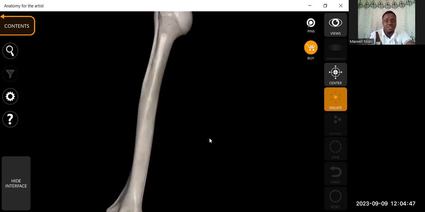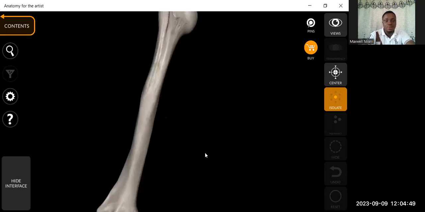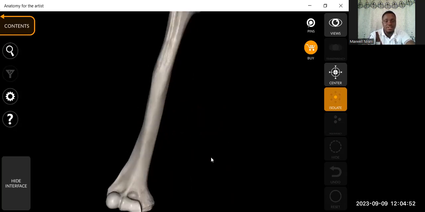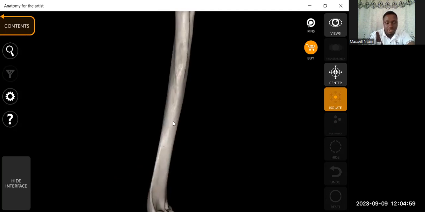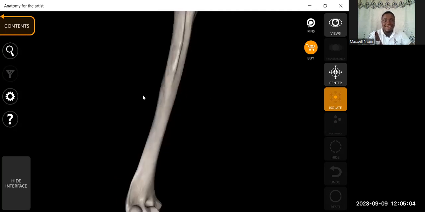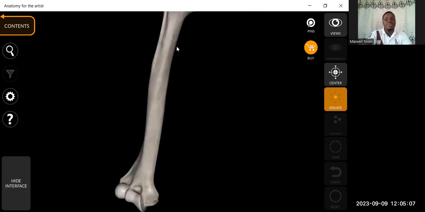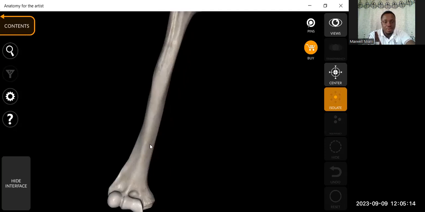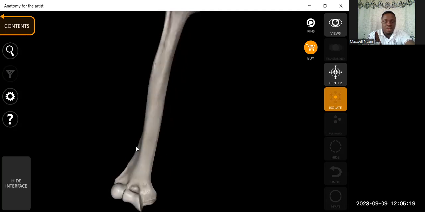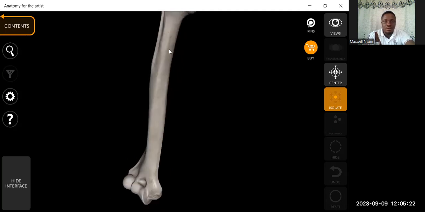Now, the shaft has three surfaces and three borders. It has the anterior border, you can see right here. It is more prominent in the lower portion than in the upper portion. The upper portion is more or less rounded, but going downwards, it becomes more prominent. So besides the anterior border, we have the lateral border, and then we also have the medial border.